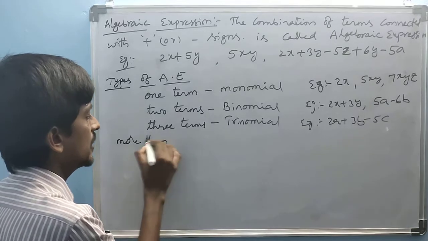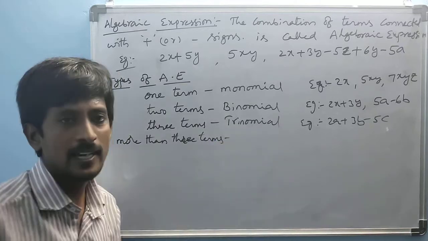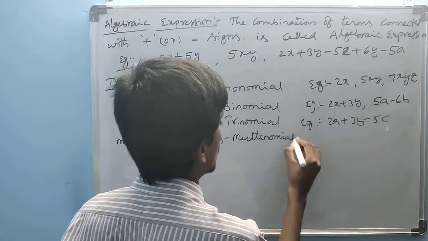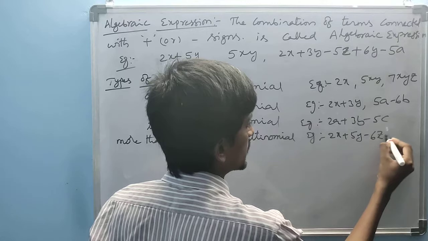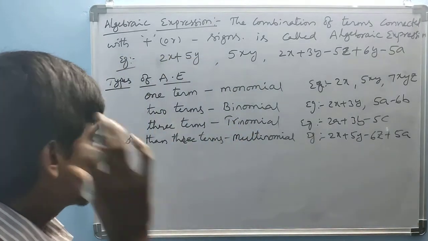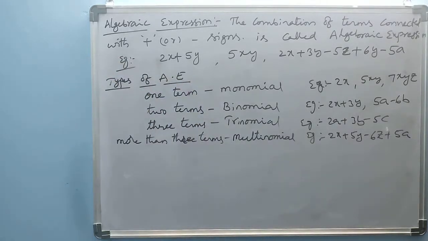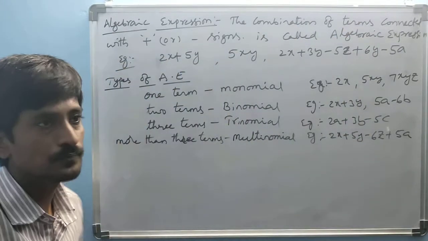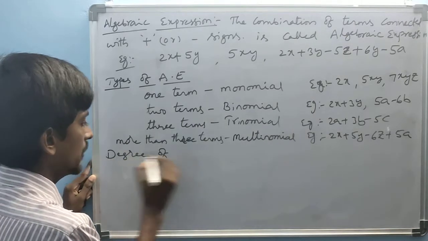More than three terms is called a multinomial. Example: 2x plus 5y minus 6z plus 5a and so on, like that. This is a multinomial. Next, degree of algebraic expression.